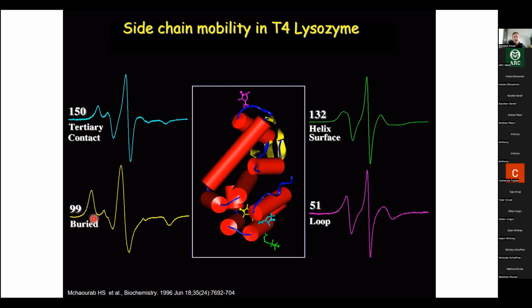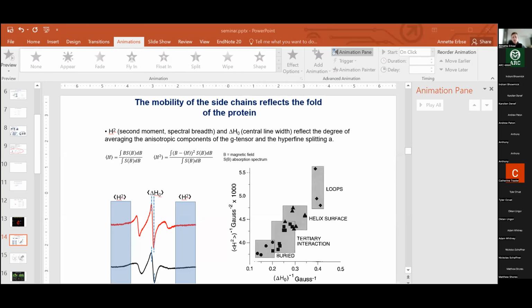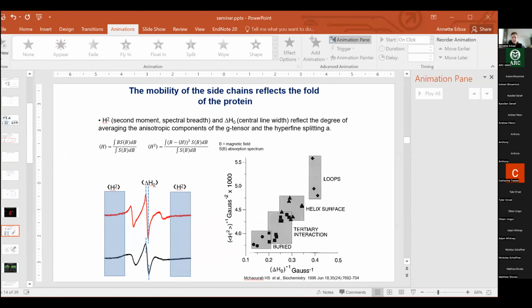So this does not only hold true for these four positions. Guys, I have a little problem. My slide doesn't advance. Let me stop sharing for a moment. Yeah, no problem. Okay. And then let me start sharing again. It's working again. No idea what this was, but I am back.